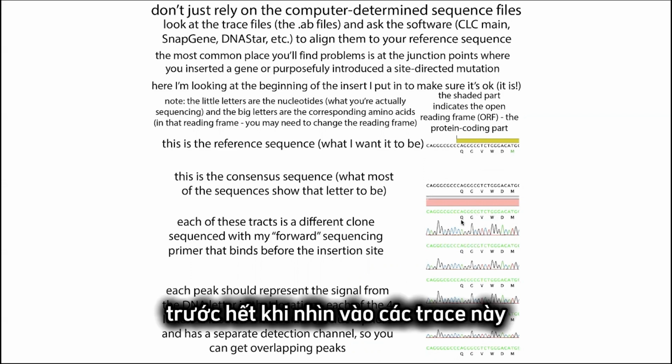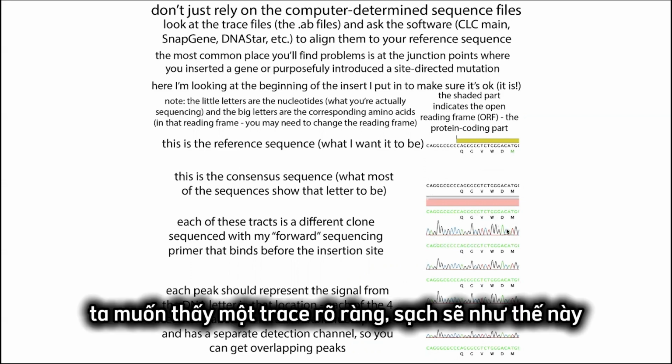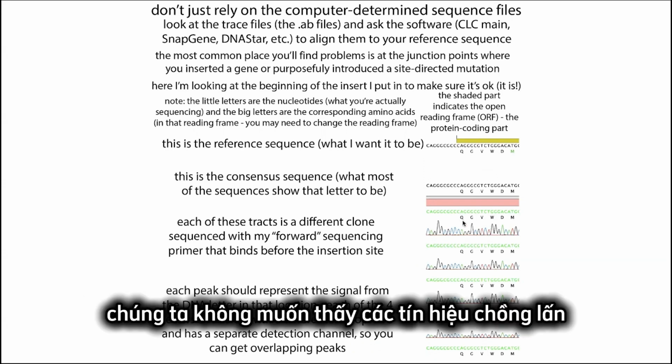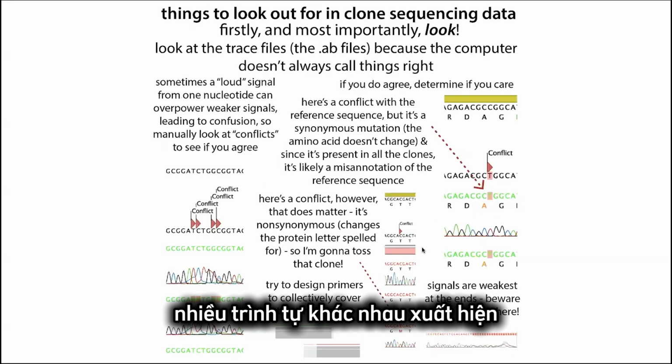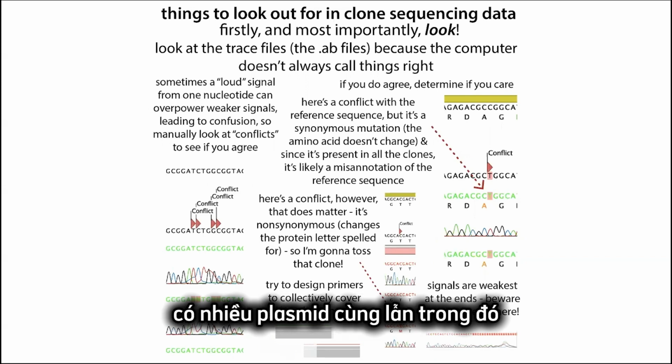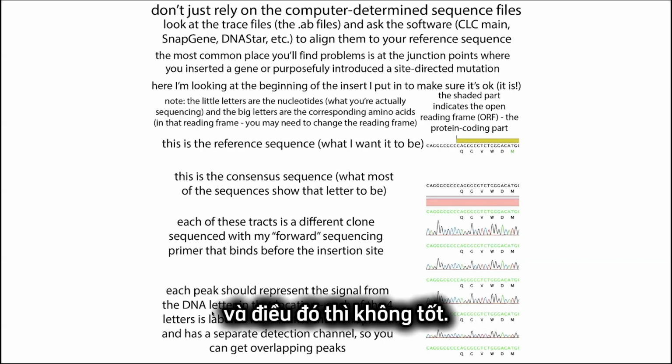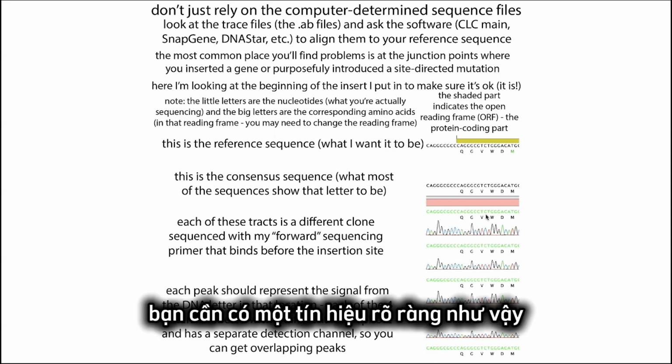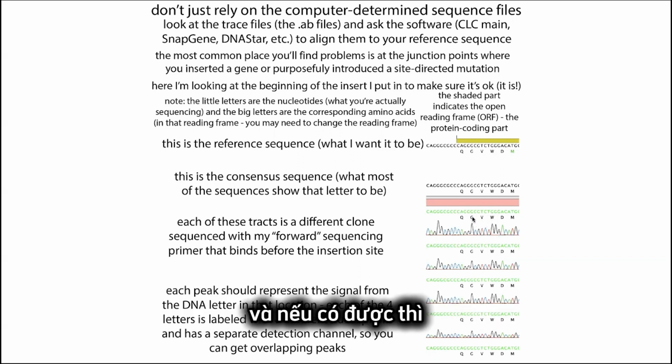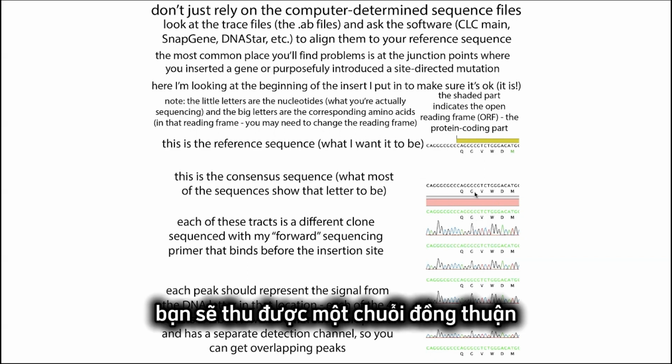So first of all, when we look at these traces, we want to see a nice clean trace like this. We don't want to see overlapping traces, which would indicate that we have multiple sequences present, some sort of contamination. There are multiple plasmids in there, which wouldn't be good. Basically, what you should have is this nice clean signal. And if you do, you should get a consensus sequence.